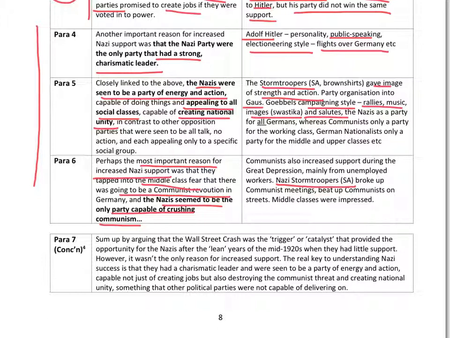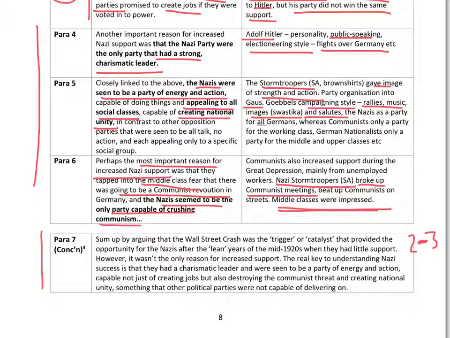Why? Because they had their stormtroopers, the SA, who during the elections were breaking up communist meetings, and the middle classes were seriously impressed. So the main body of the essay, you're probably going to spend the best part of 19-20 minutes developing those 5 key paragraphs. You then move into the conclusion, allow yourself again 2 to 3 minutes just to pull it together, and you can see the key points in the conclusion.